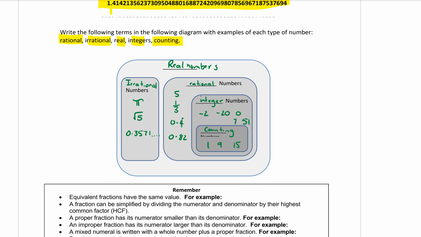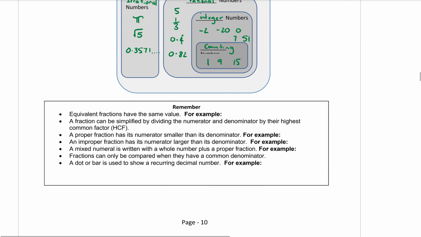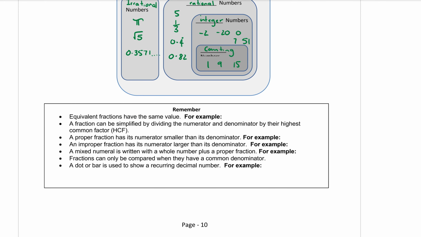We have a little box down the bottom here to help us remember a few things. Equivalent fractions. You heard that word before? Equivalent fractions are fractions that have the same value. So it says, for example, here is the easiest fraction that I can think of. 1/2. Can you think of a fraction that is equivalent to that, which means the same as that?